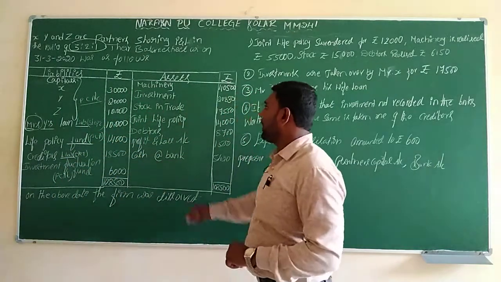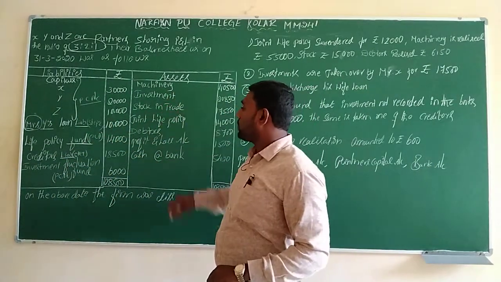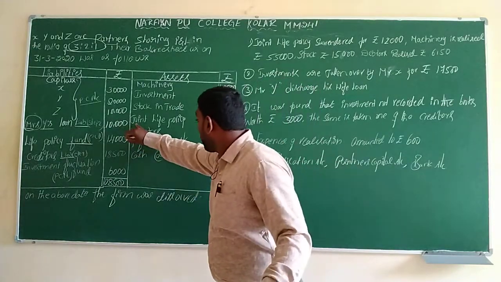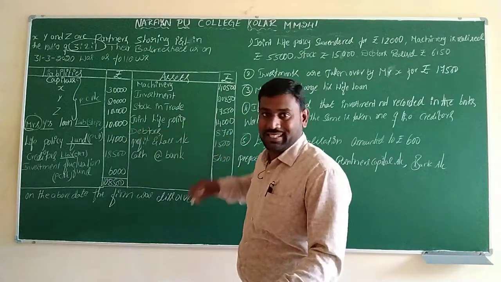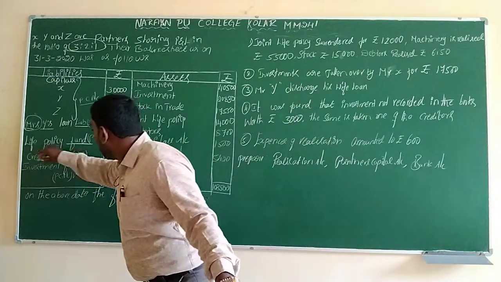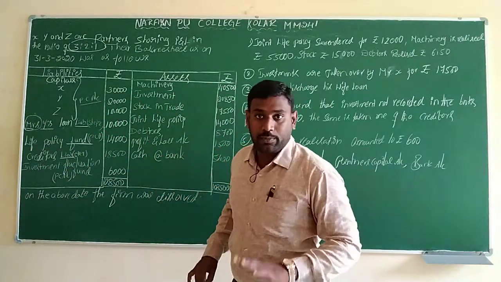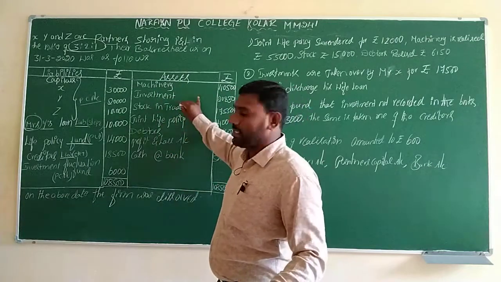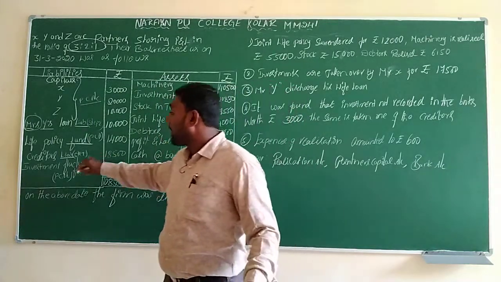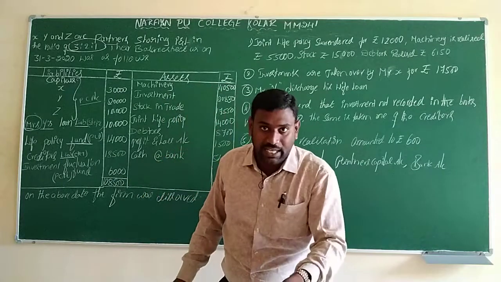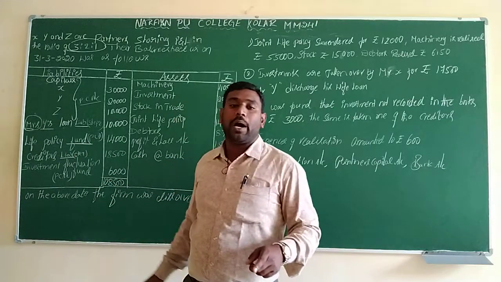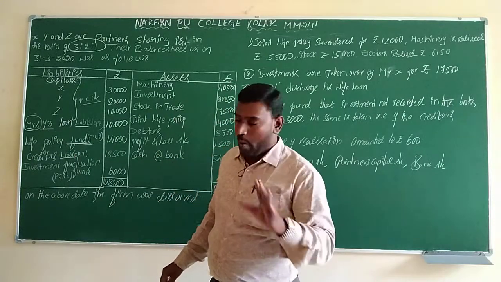Let's come to the assets. Machinery, investment, stock. Here they create one more confusion. Joint life policy is given on the asset side, and life policy fund is given on the liability side. Don't get confused. Whatever is given on the asset side will be considered as an asset, and where policy fund is given on the liabilities side, it will be considered as a liability. It will go to the partners capital account.